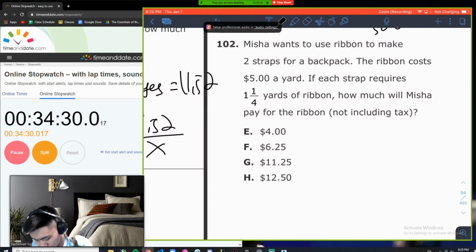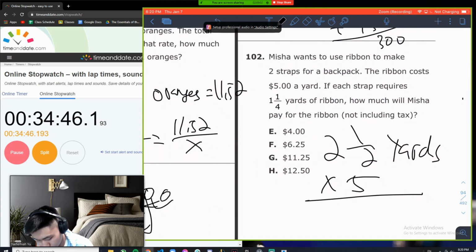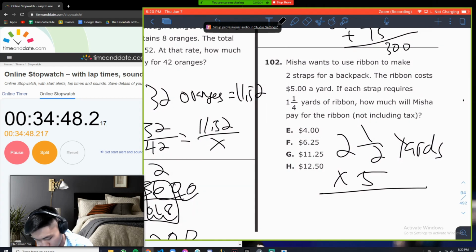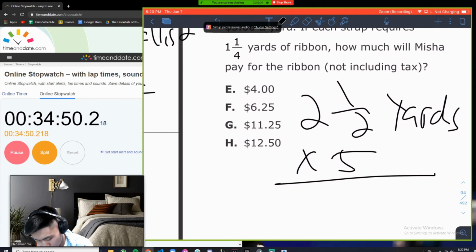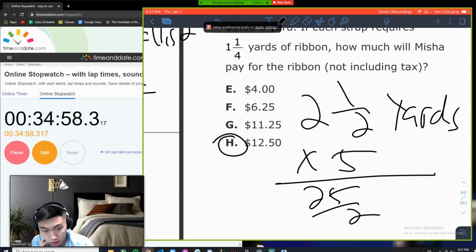Okay, so he wants 2 straps, so it's 2.5 yards. Right, 1 and 1/4 times 2. And then it's $5 a yard. So let's times this by 5. It's 25 over 2, which is 12.50.